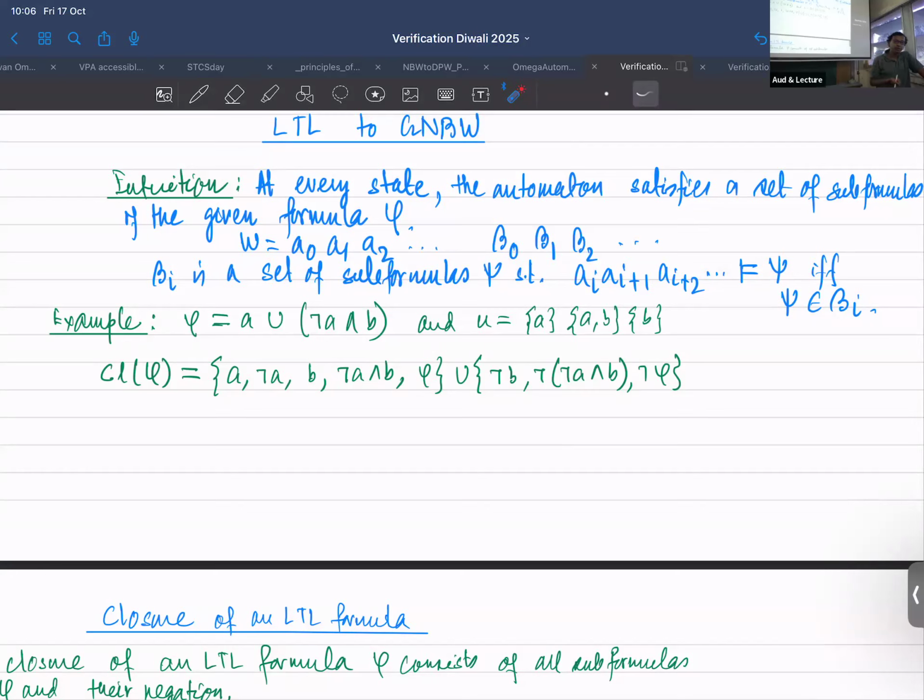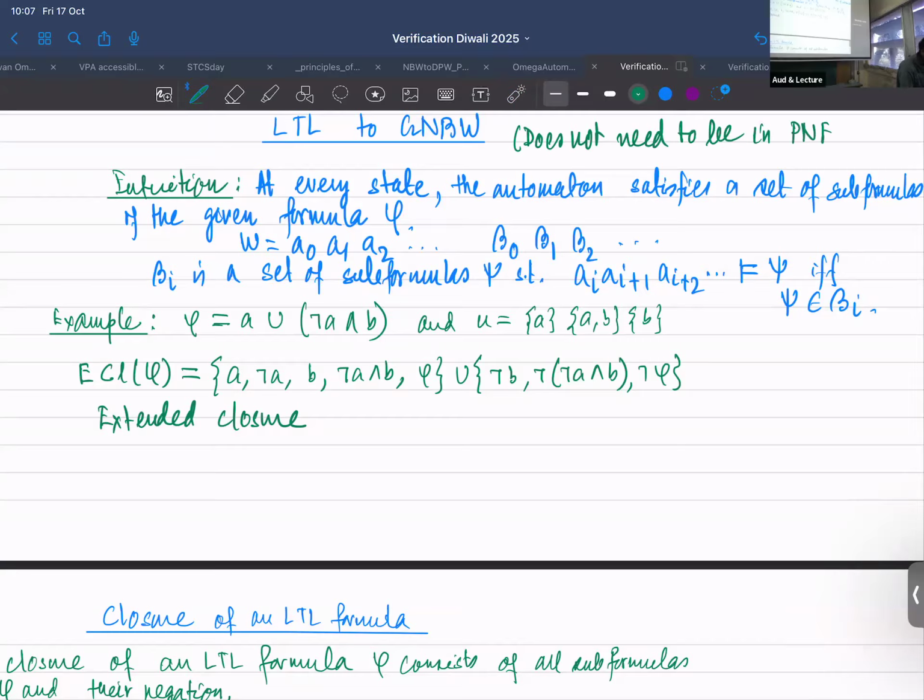Now, just like we did for the construction from LTL to ABW, where we considered the closure, here also we are going to consider a closure. Some people would call it an extended closure, ECL, but for simplicity, when the context is clear, we will often just call this closure. The definition is slightly different. The LTL formula does not need to be in PNF in this construction.